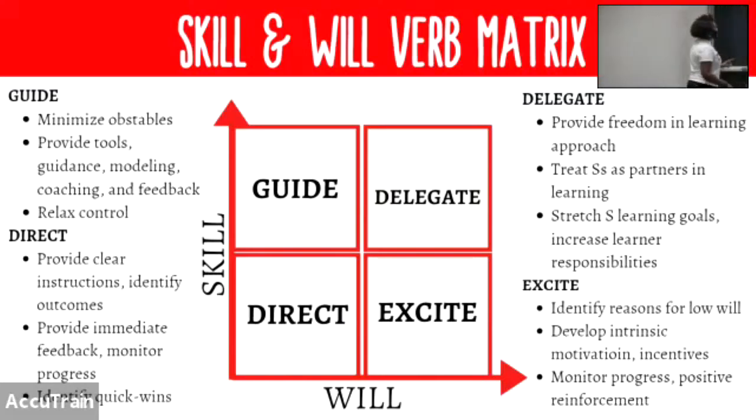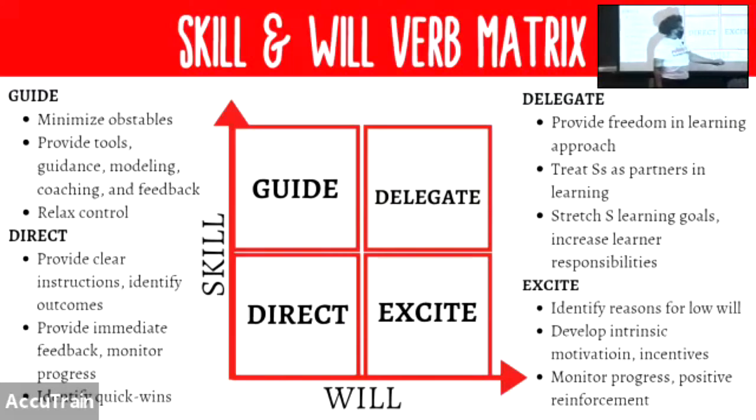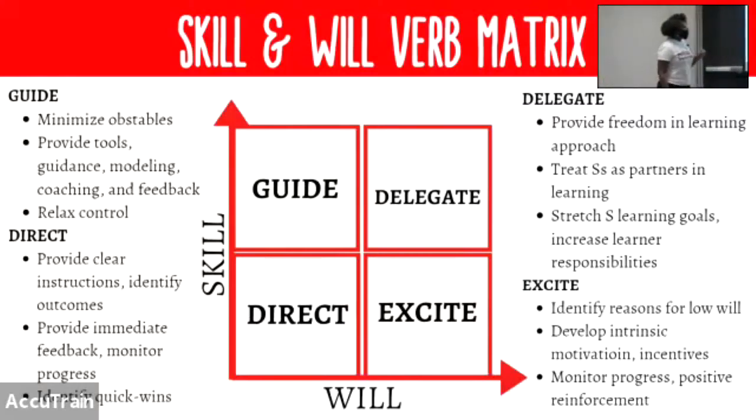Okay, now if we move to the lower right, we have high will: I want to do it, but I don't really have the skill. High will and low skill. Y'all, that's one of my favorite types of students to work with. A kid that just wants to, right? I can work with you if you want to.